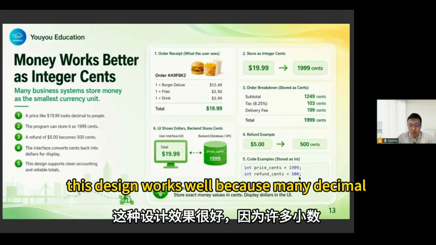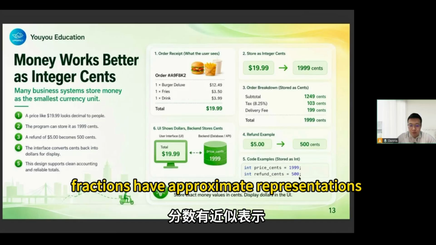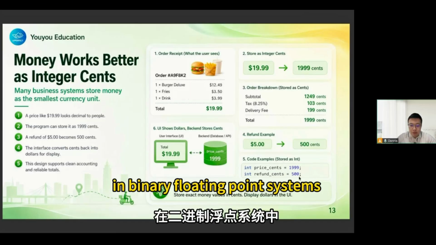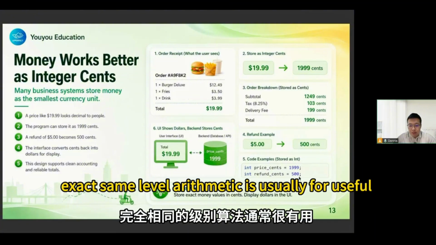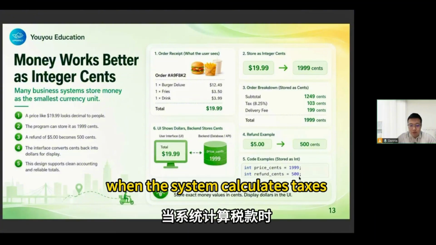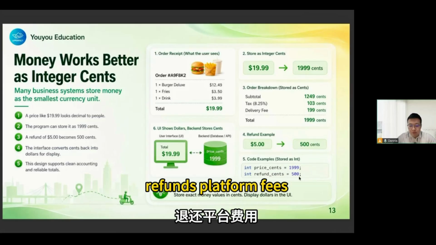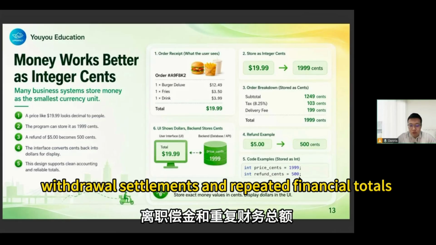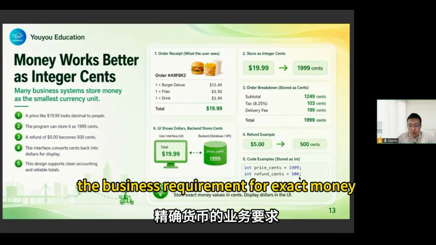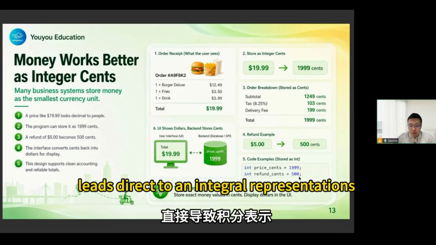This design works well because many decimal fractions have only approximate representation in a binary floating point system. For counting, exact cent-level arithmetic is usually useful. This becomes important when the system calculates tax, refunds, platform fees, restaurant settlements, and repeated financial totals. The basic requirement for exact money leads directly to an integer representation.